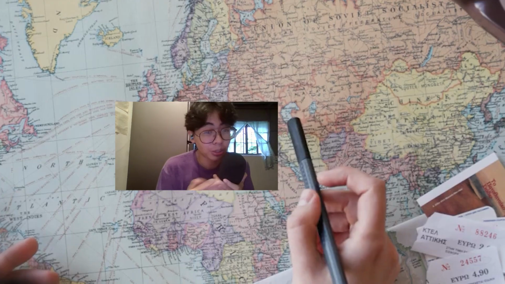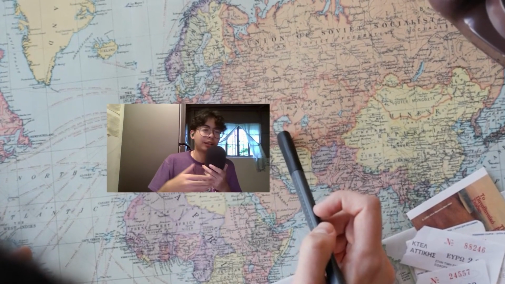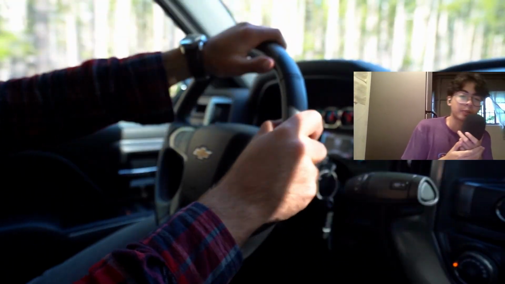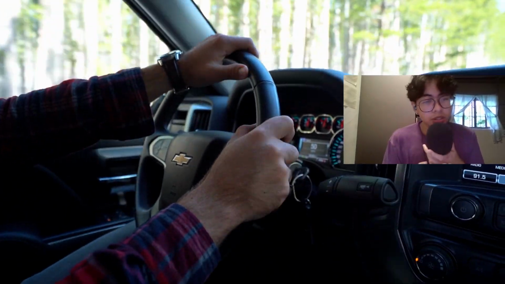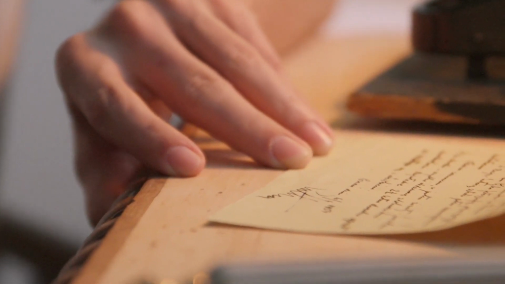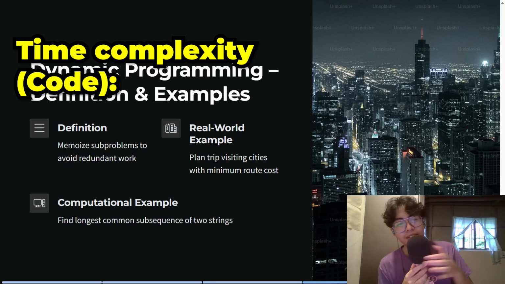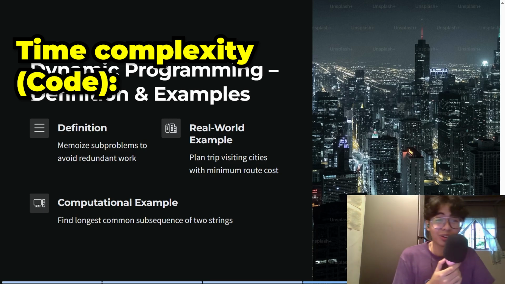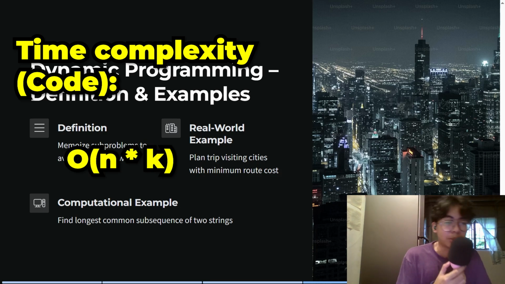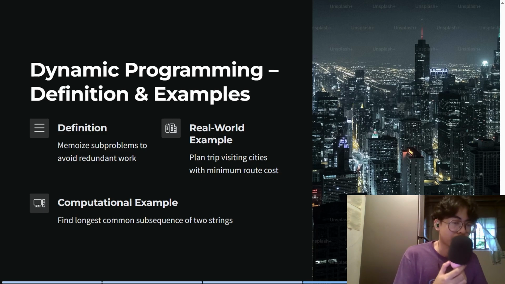A real-world example is that you're planning a trip. Your dad or your mom asks you to plan the family trip. You're visiting cities, and each route has a cost. You want the cheapest total cost. If you've already figured out the best way to get from city A to city B, you write it down, so you don't have to recalculate it again. The time complexity is that with n cities and k routes, memoization reduces the exponential to big O of n times k, since you don't need to solve the same problem again.